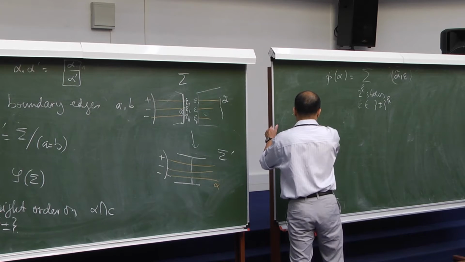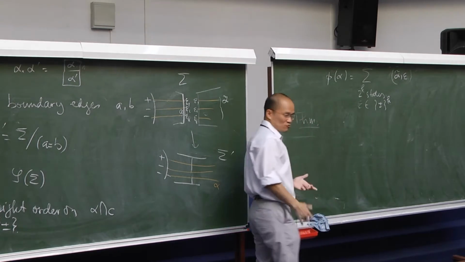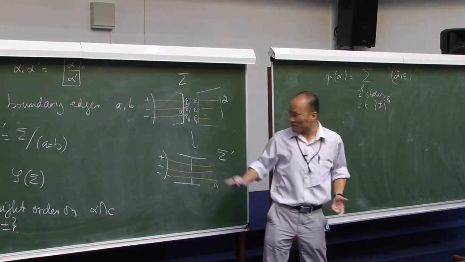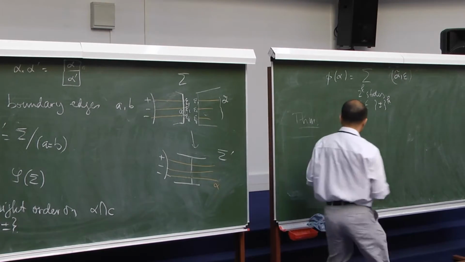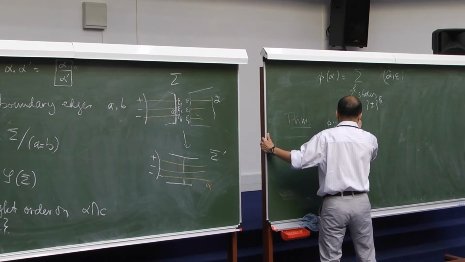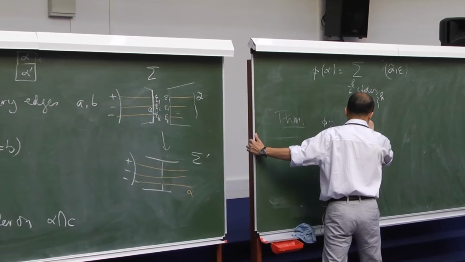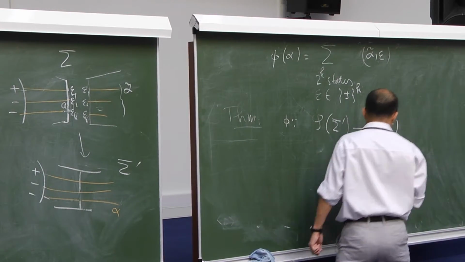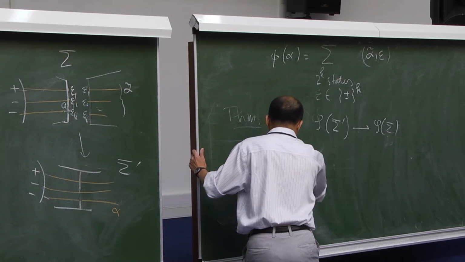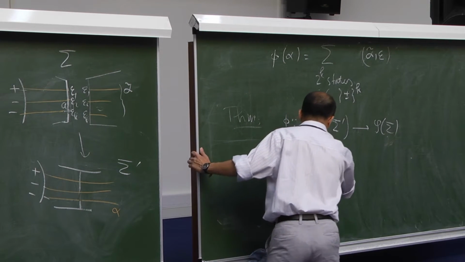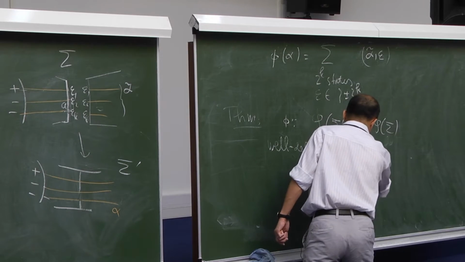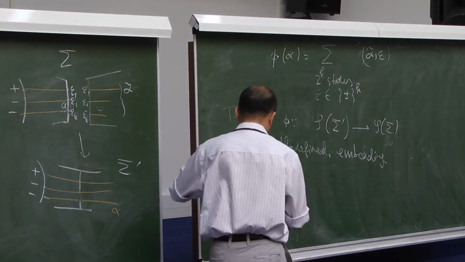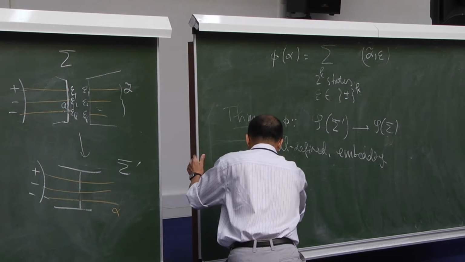So the theorem is that the map is well-defined. It doesn't depend on the height order here. It gives us an embedding of this skein algebra of sigma prime into the skein algebra of sigma. So phi is well-defined and it's an embedding. And also we have this simple associativity.